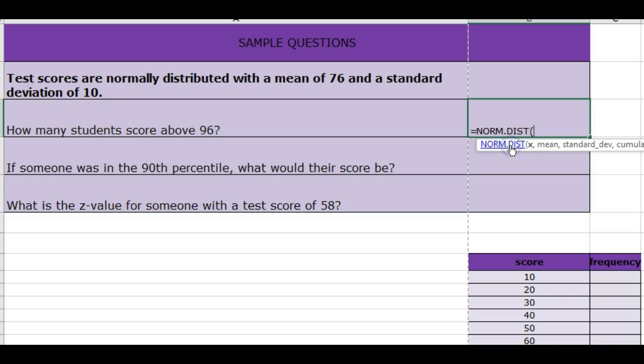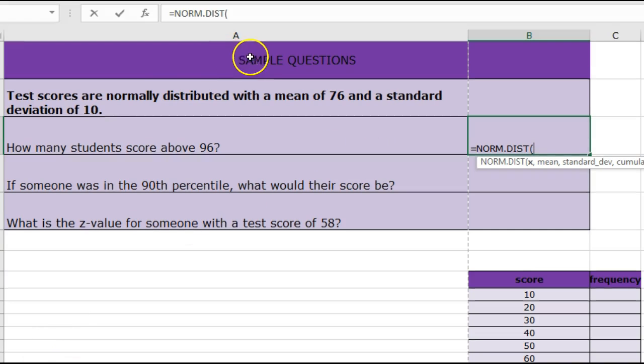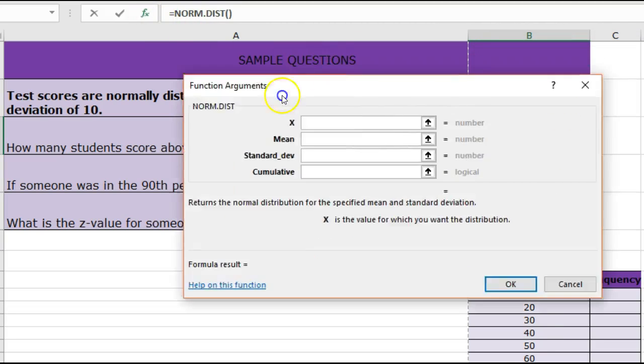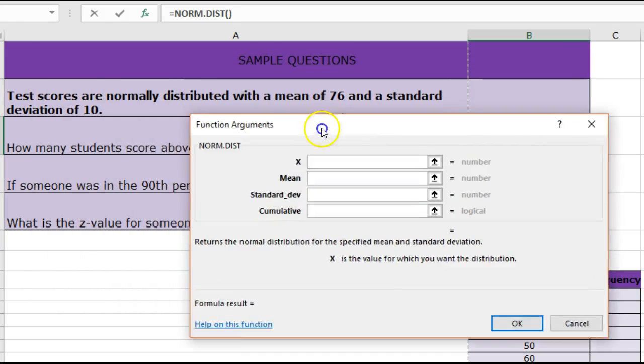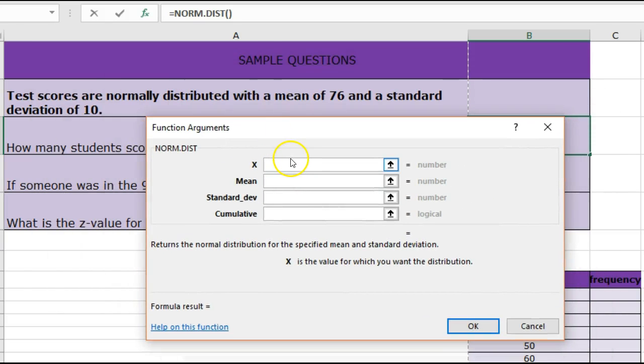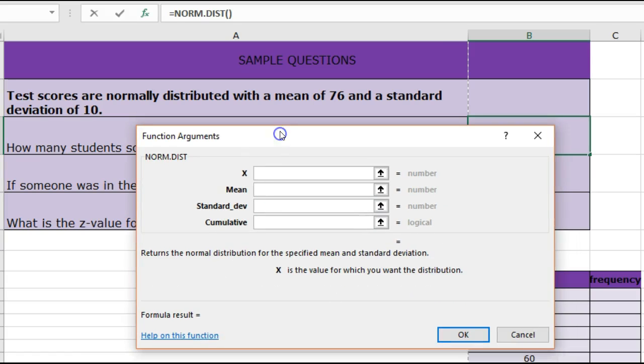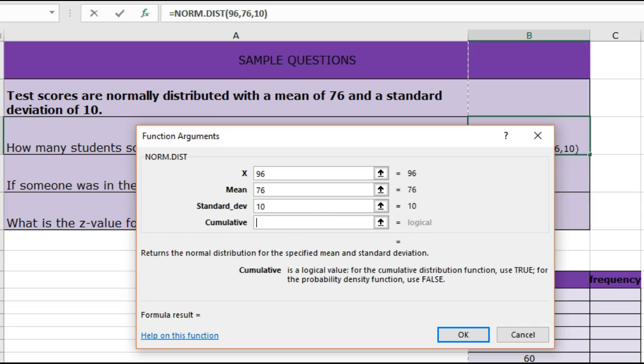Okay, and once I click on this, the easiest thing to do is to actually just go right up to the equation bar and hit FX, and now it'll be much easier to just figure out what to do by filling in the blanks here. So for X, the score that we were interested in was 96. The mean is 76. The standard deviation is 10. And then we have this weird thing, cumulative. So let me tell you what that means.